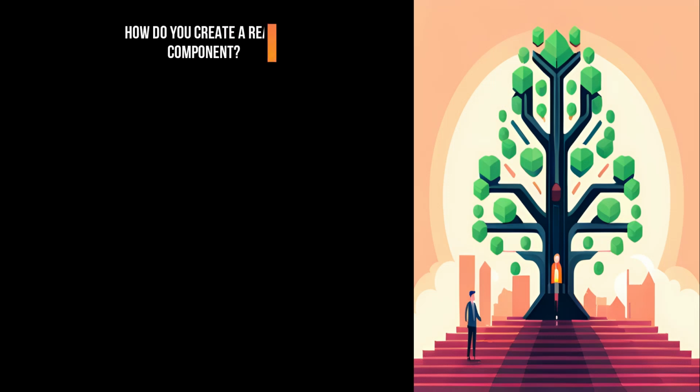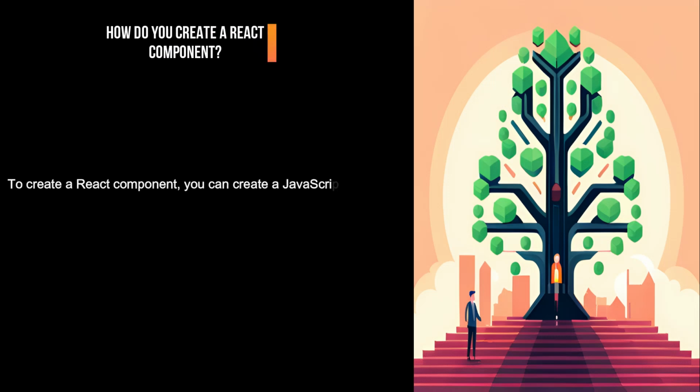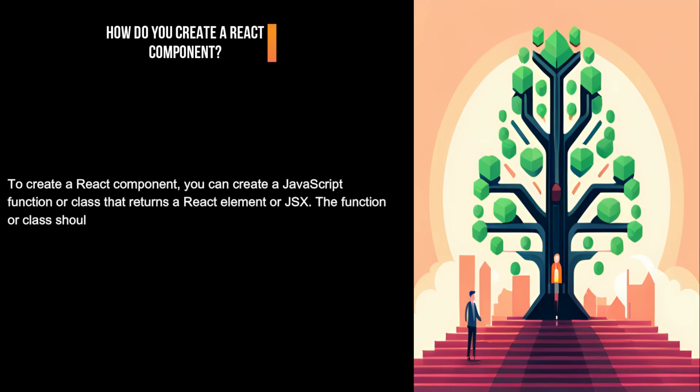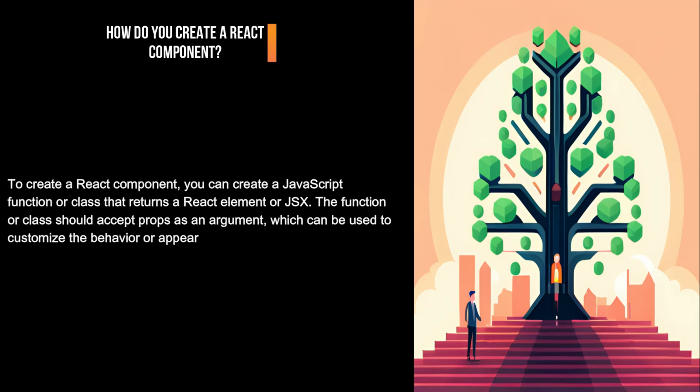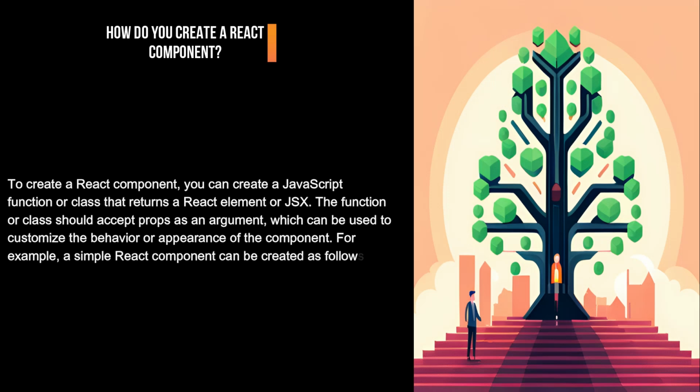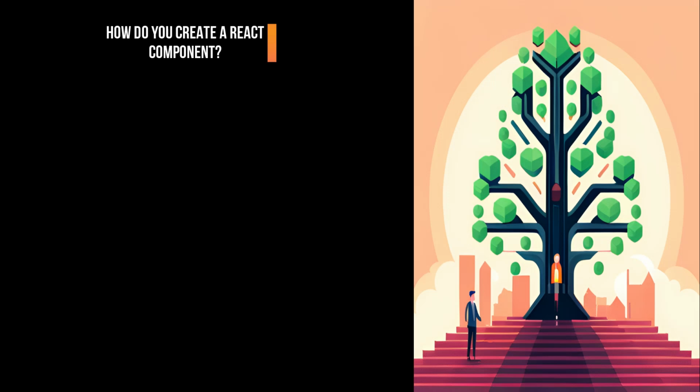How do you create a React component? To create a React component, you can create a JavaScript function or class that returns a React element or JSX. The function or class should accept props as an argument, which can be used to customize the behavior or appearance of the component. For example, a simple React component can be created as follows.